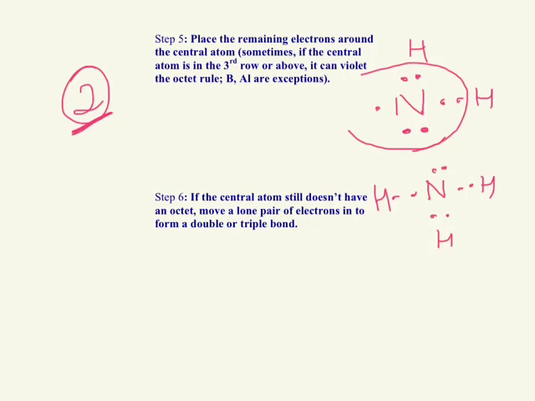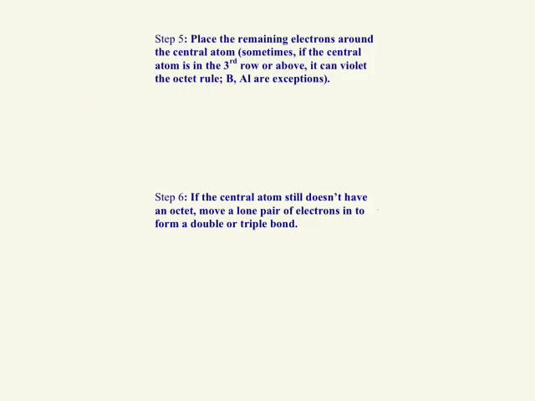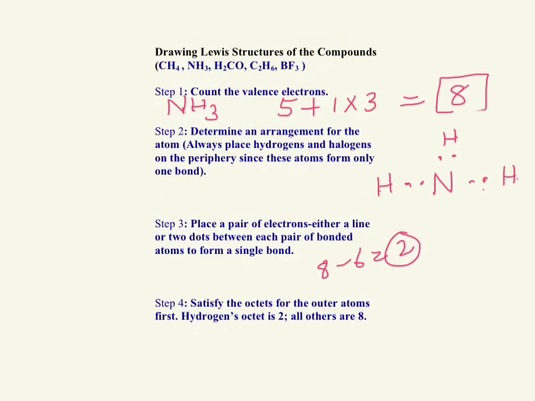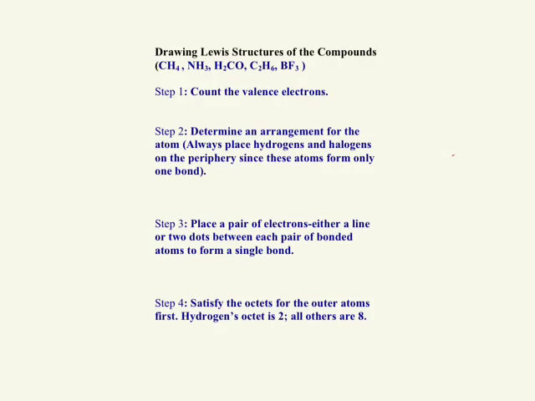I'm going to go back to the last slide so that I can start talking about another example. Let me get rid of these things and we'll take another example. Let's say this H2CO. First step, count the number of valence electrons. Hydrogen has 1 valence electron, there are 2 hydrogens, so total 2. Carbon has 4, oxygen has 6. So the total number of electrons available is 12.